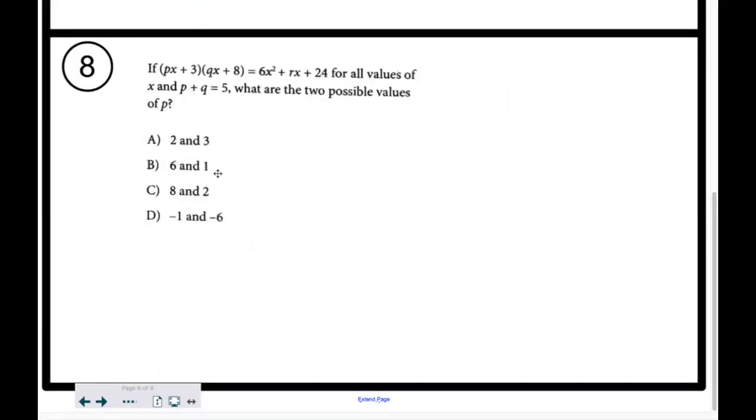All right. Number 8, I want to go over a little bit of a longer way to do this, and then show you through that there was a little bit of a quicker way.